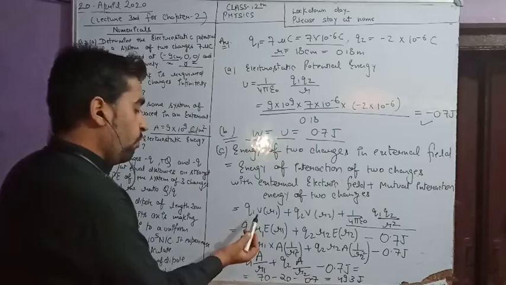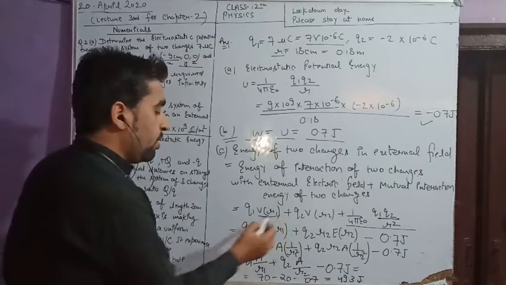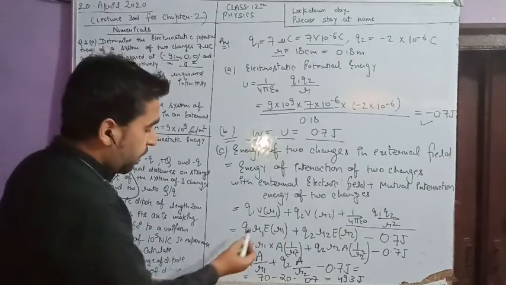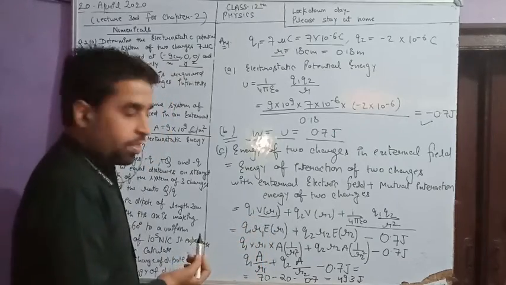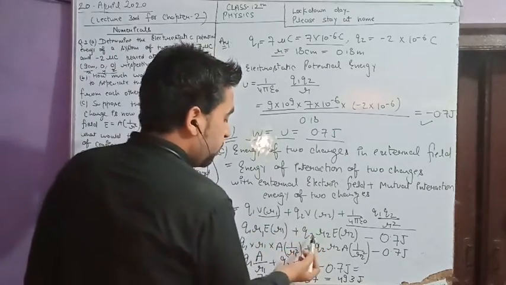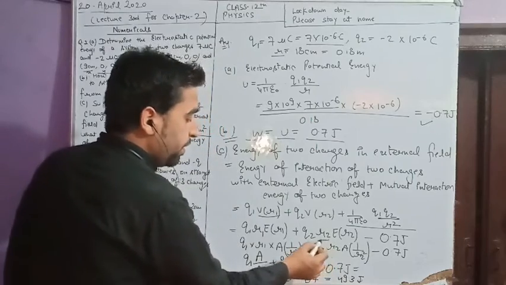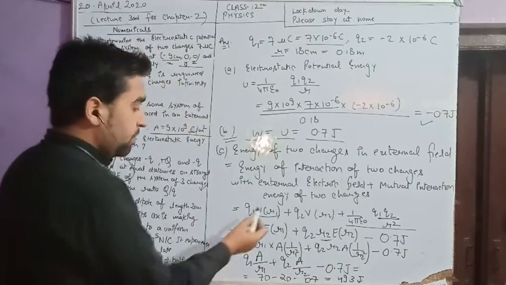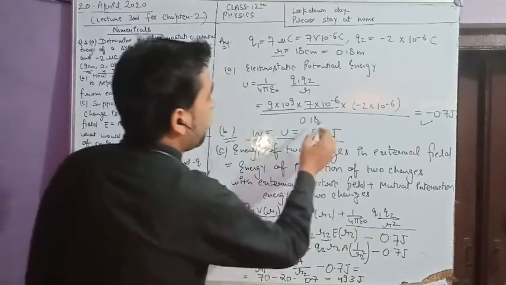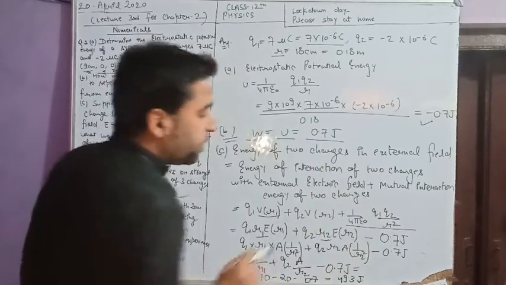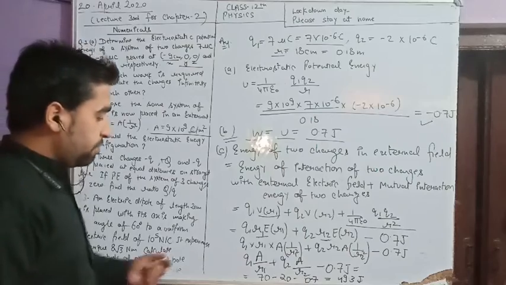Now students, what is the value for potential? Potential V is equal to ER. Now substitute this value. V(R1) is equal to E R1. Similarly, V(R2) is equal to E R2. That's why you can see R2 is multiplied here, and similarly R1 is multiplied here. And this value we have already calculated, that was -0.7. So we can directly substitute this.